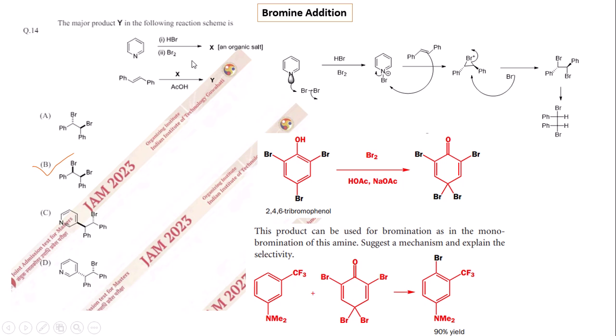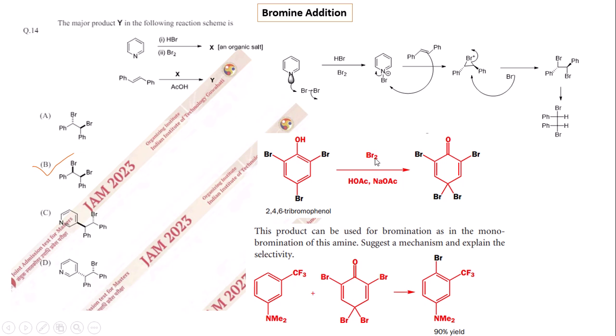This is the bromine addition where the pyridine can add with the bromine to form the pyridinium bromo compound, and then this pyridinium bromo compound reacts with the stilbene derivatives to form the bromonium ions, and these bromonium ions undergo anti-addition to give the erythro compound, and this is similar to the B option. So this is the correct option.